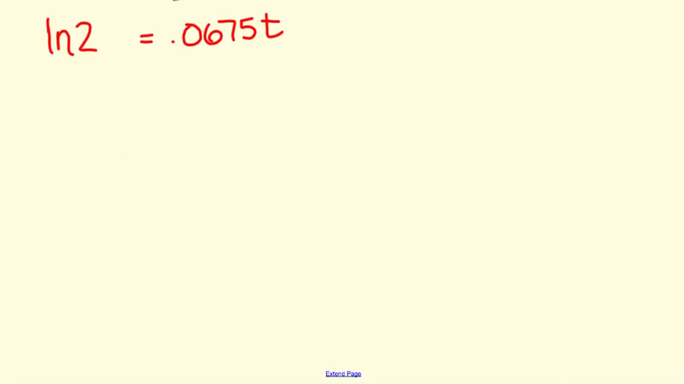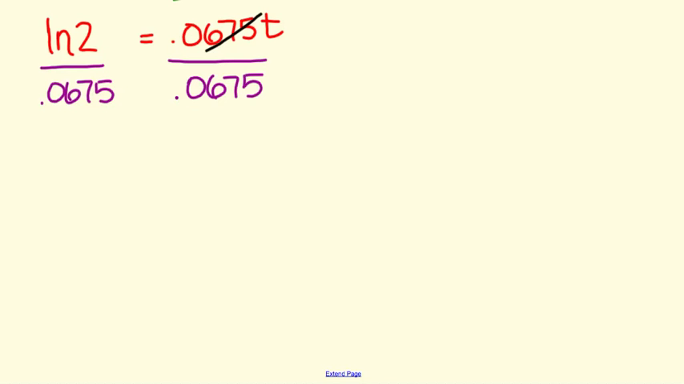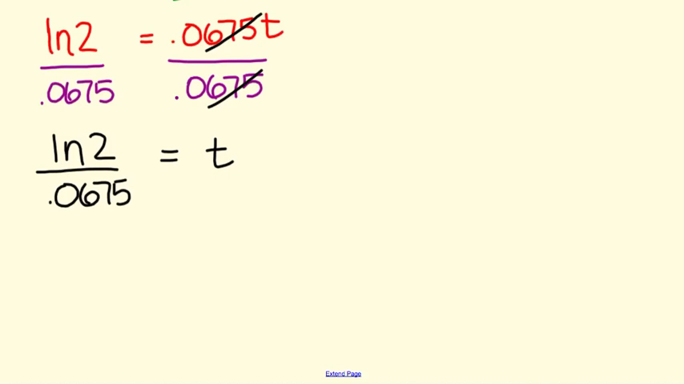Again, we're trying to find out what t is. So the next step now is to divide both sides by 0.0675. Cancel the 0.0675. You're left with t on the right. And on the left, you have the natural log of 2 divided by 0.0675.